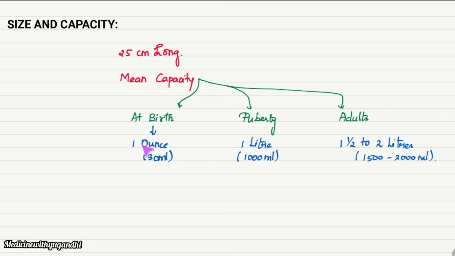At birth, the capacity of the stomach is about 1 ounce, that is 30 ml. In puberty, it is about 1 liter, that is 1000 ml, and for adults, it is about 1.5 to 2 liters, 1500 to 2000 ml.